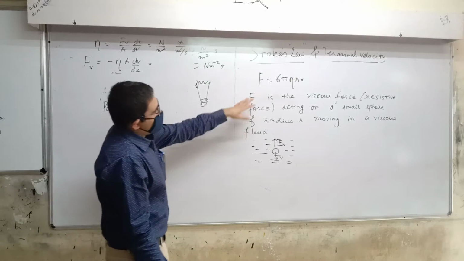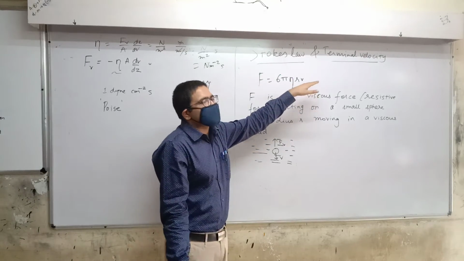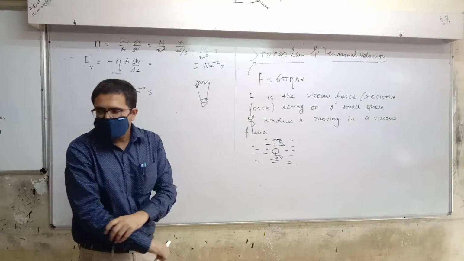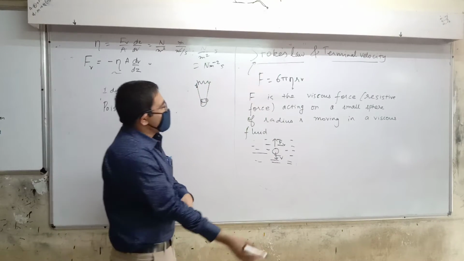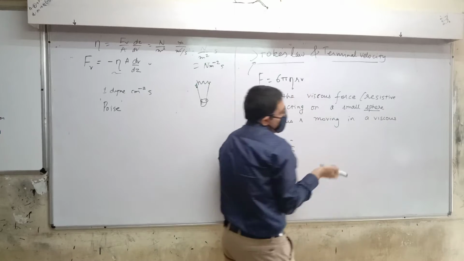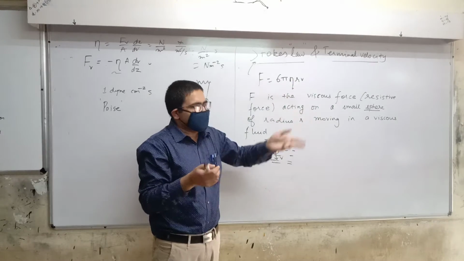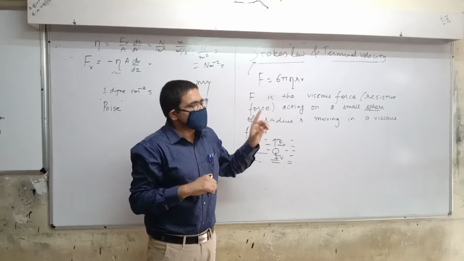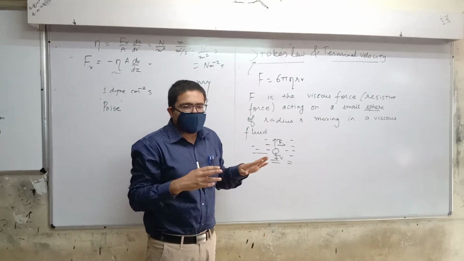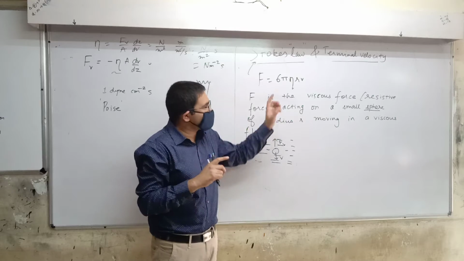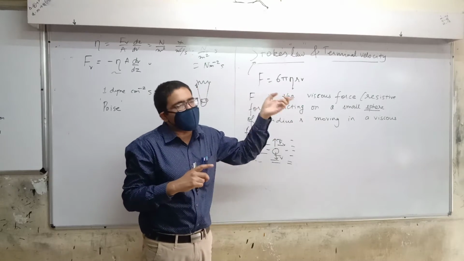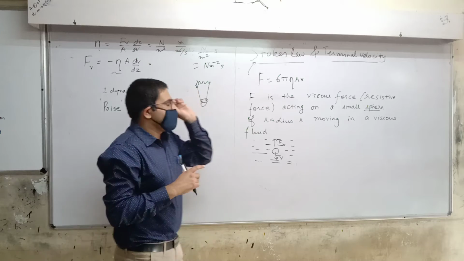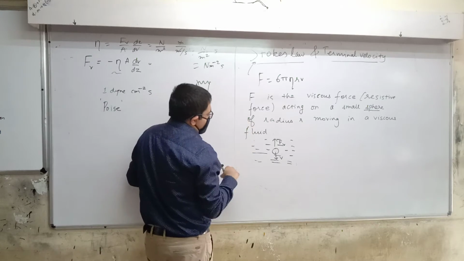So that viscous force is 6 pi eta r v. This formula is called Stokes' law. Obviously, this is only true for a sphere. You understand what I am saying? This is not even valid for any other shape. This formula is only valid for a sphere. Got it? Okay. Then what are the terms further?